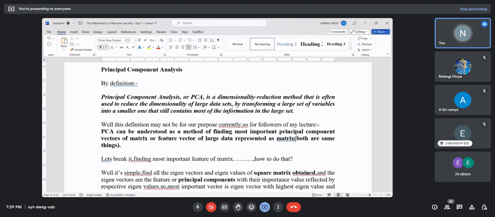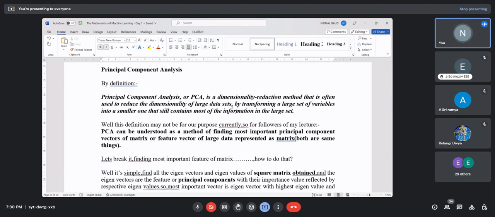What is my desire? Dimensionality reduction. If I am available with 20 features, and I am going to reduce it to seven dimensions, this is what the technique PCA is. And it's not like, okay, you need to reduce the dimension, so just remove 13 and take 7. No. There is some logic behind it. I need to consider only 7.